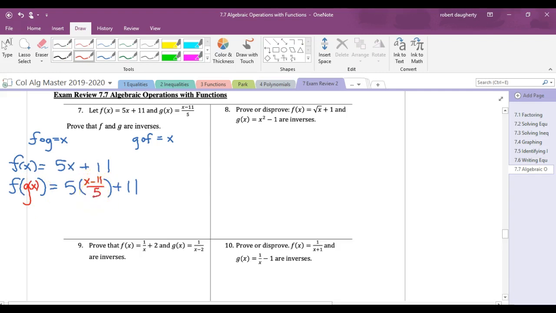And now I just need to simplify. When I do that, 5 times 1 over 5 is 1. This is just x minus 11 plus 11. That equals x, okay? That's half of it, okay?